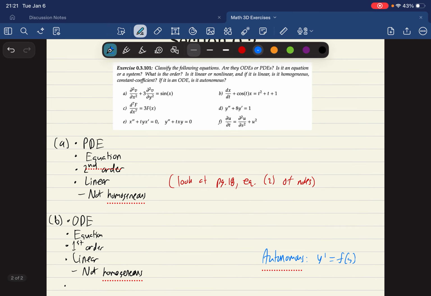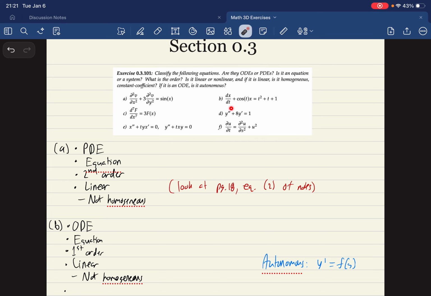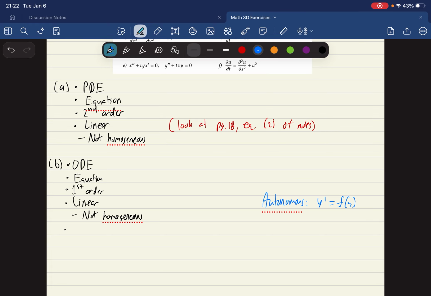So, looking up here, we can see that that's not the case because right here we have this cosine of t and this t squared plus t plus 1. And as we change t, the whole equation is going to change. And so this is not an autonomous equation. This is not autonomous.